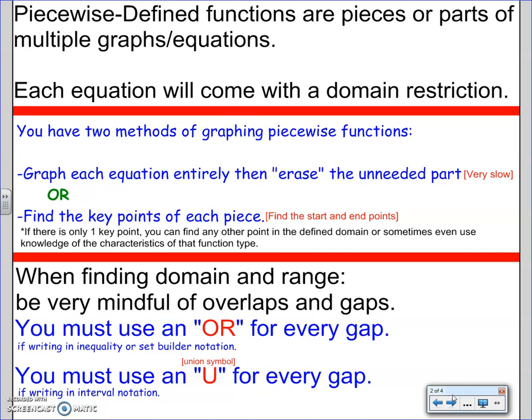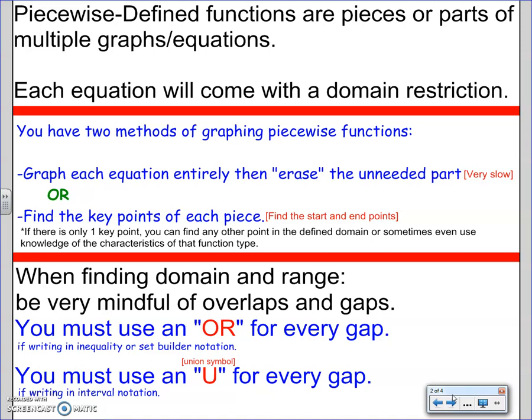Now, if there's only one key point, or one end point, but no other points, we can find another point in the domain and connect them, or we can use characteristics or knowledge of the parent function. For example, if it's quadratic, we know it's going to be a U shape.